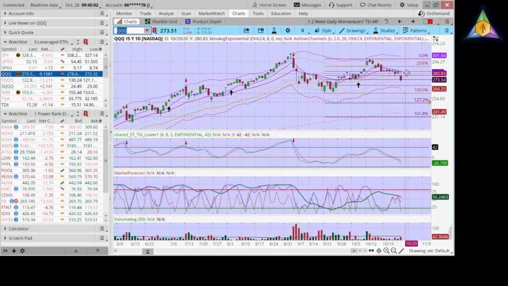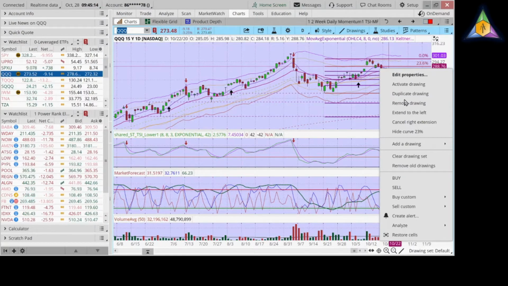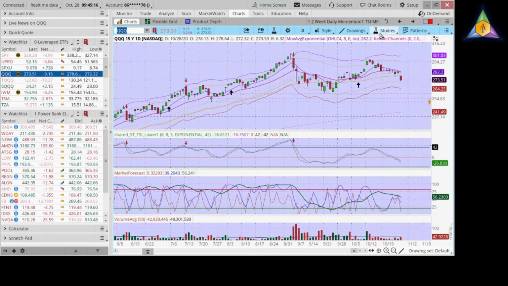We had a gap down. I'll basically take this out of here. Okay, I was closing out a position. That was fun. Let's see, remove that drawing.